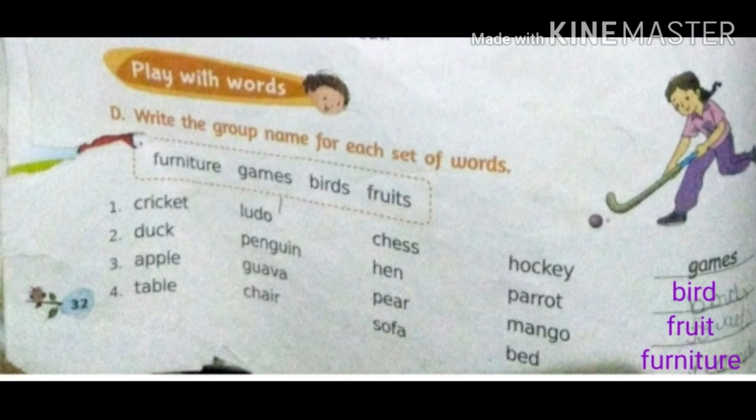Now the next group is duck, pigeon, hen, and parrot. This group belongs to birds. Now the next one is apple, guava, pear, and mango. These all belong to fruit. The group name will be fruit. Now the next one is table, chair, sofa, bed. This group name will be furniture. In furniture we find all these things: table, chair, sofa, bed.